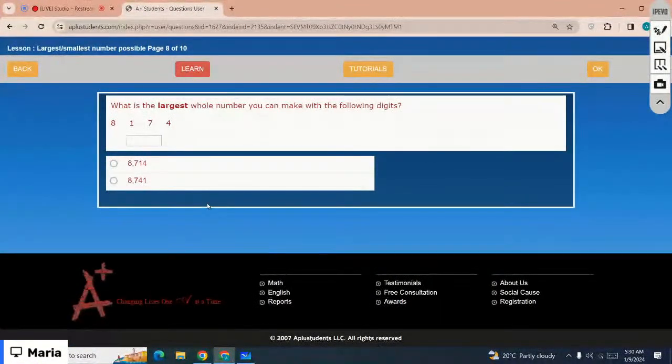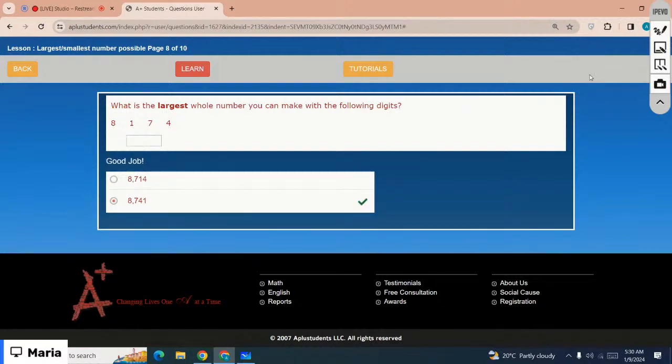Okay, what is the largest whole number you can make using the following digits? The largest number you can make is, yes, that is option number two, 8,741. It is right.